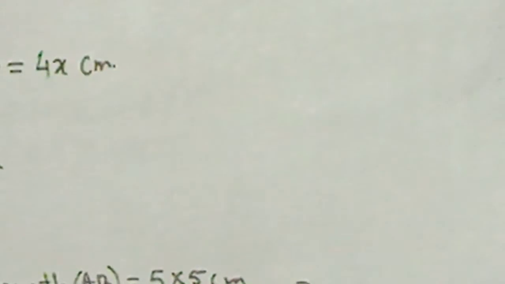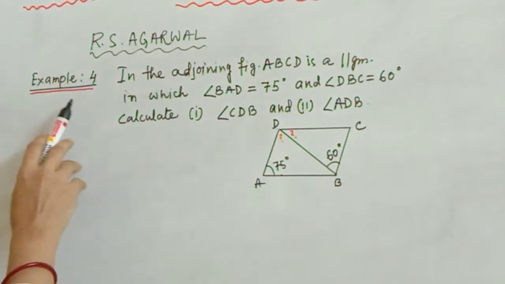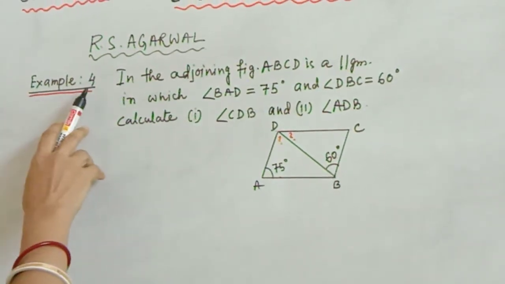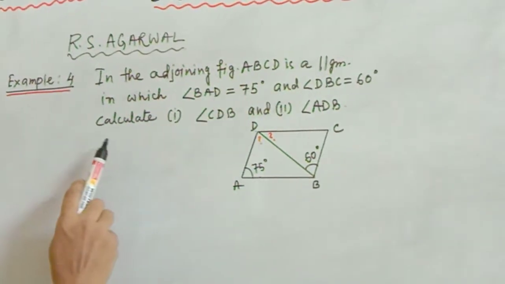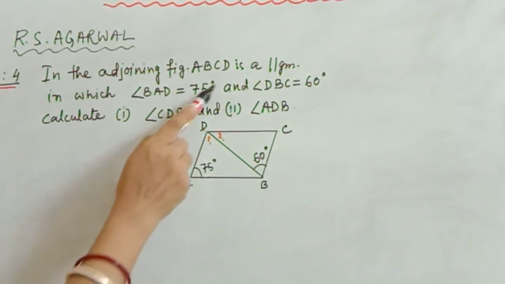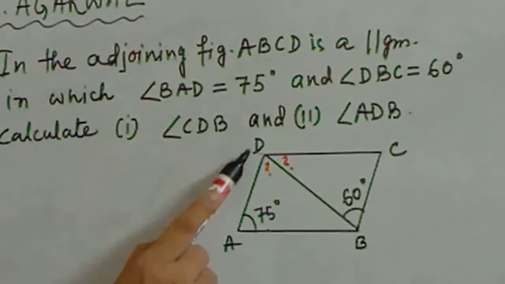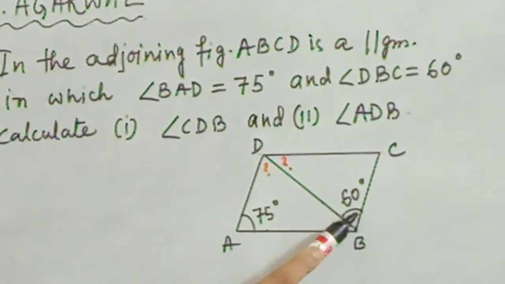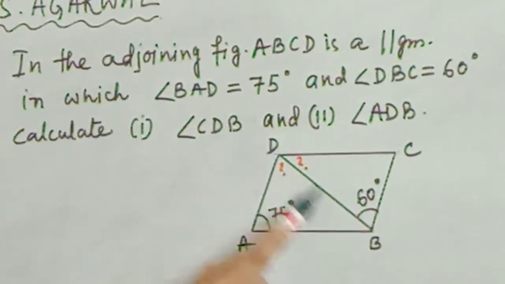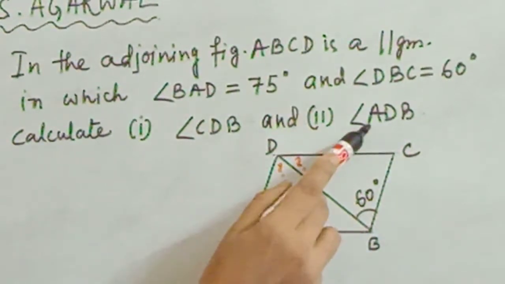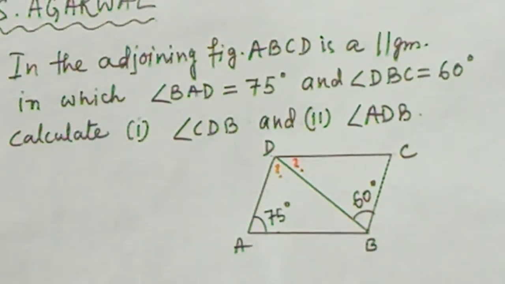Now one sum we will do from the examples of this exercise 16A. The adjoining figure ABCD is a parallelogram in which angle BAD is given 75 degrees and angle DBC, this part of this angle, is given 60 degrees. You have to find out angle CDB, this angle, and angle ADB. Can you see these two angles? You have to find these two angles.